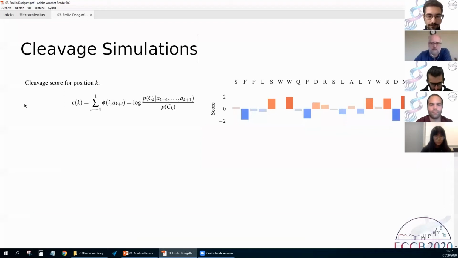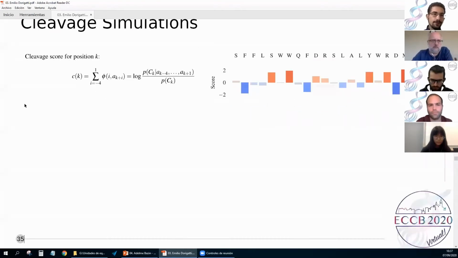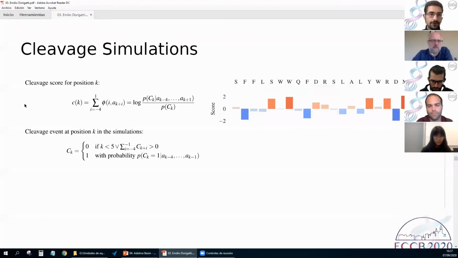So the cleavage score is actually a linear model that gives us the log odds of cleavage conditioned on the 4 preceding amino acids and relative to a certain prior cleavage probability. Since we want to compute the unconditional cleavage probability, we first have to fix a given prior, and then in order to remove the conditional, we define a stochastic process which forbids cleavage if the cleavage happened in the 4 positions before. Otherwise, if this event did not happen, then cleavage happens with the probability given by the linear model.